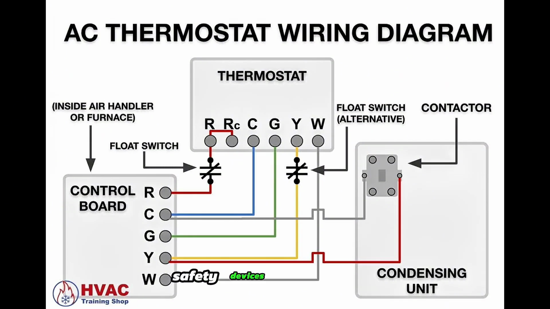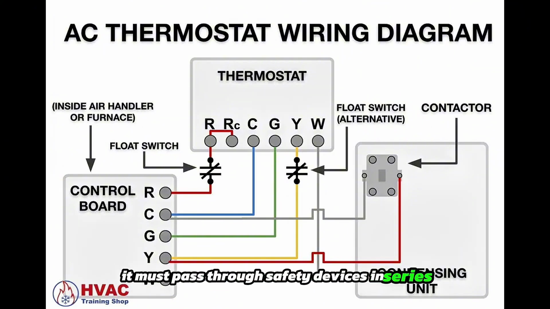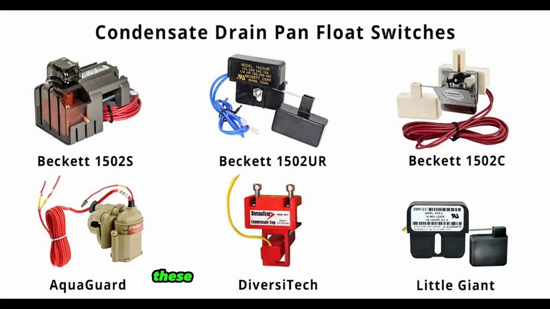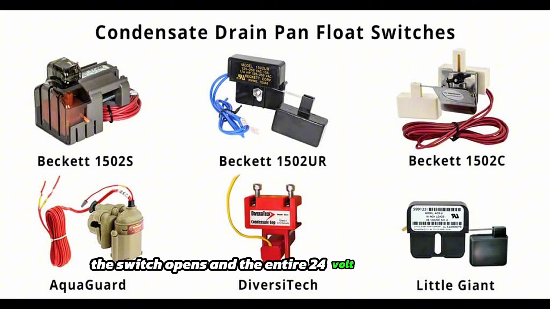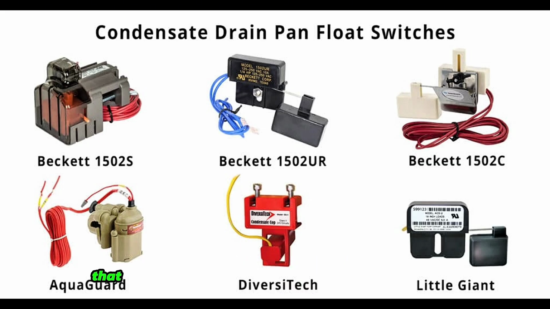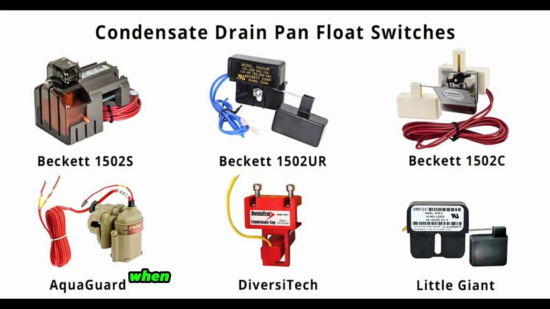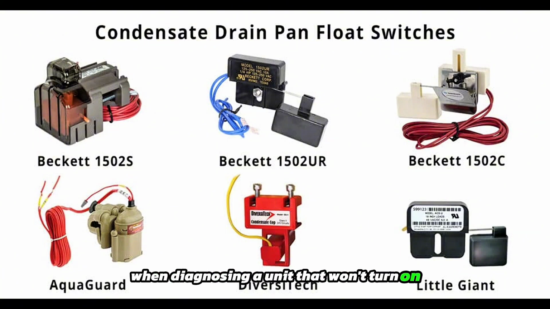Bonus tip: safety devices in the R circuit. Before the red R wire reaches the thermostat, it must pass through safety devices in series. The float switch in the drain pan. The drain line shutoff switch, like an AG84. Sometimes the electronic board. These are normally closed switches, but if the pan fills or the drain clogs, the switch opens and the entire 24-volt control circuit is broken. That shuts down the system to prevent water damage. Technicians must understand this when diagnosing a unit that won't turn on.